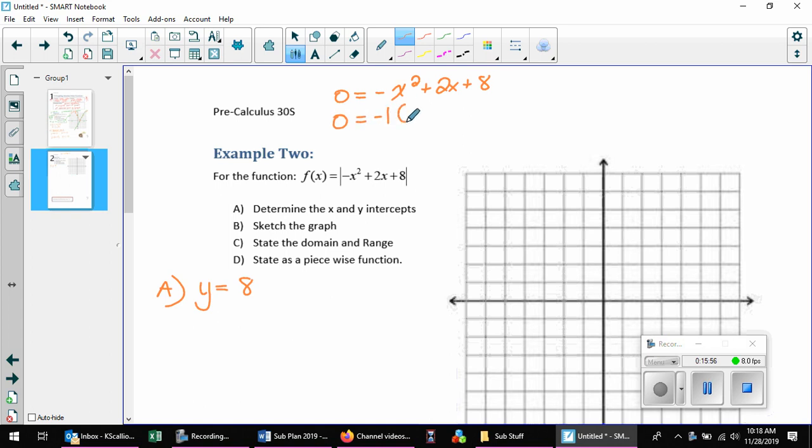It stresses me out when the x squared is negative. So I'm just going to factor that negative 1 out. So this is going to be negative 1, x minus 4, x plus 2. So x equals a positive 4, and x equals a negative 2 for my x-intercepts. You guys with me? Okay.